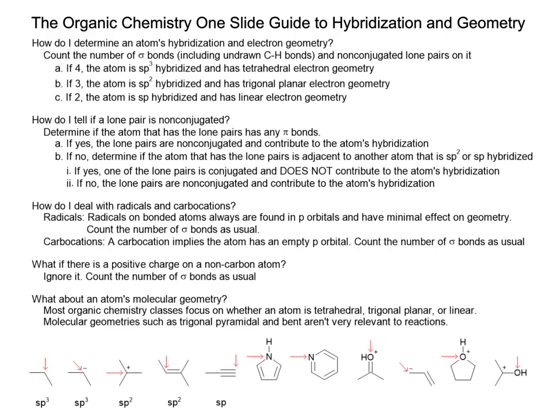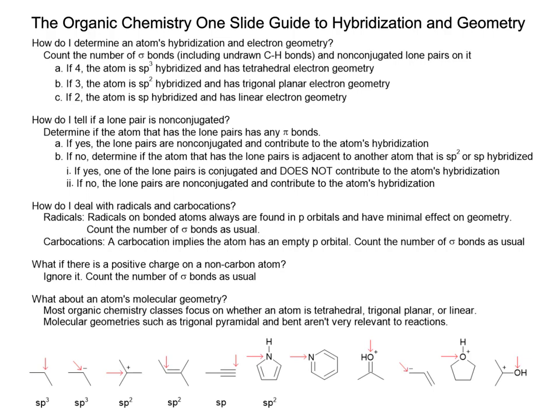Well, I don't see any pi bonds on the nitrogen, so we have to go to our next step, and we look at the atoms adjacent to it. And it looks like the carbon to the left and the carbon to the right are both sp2 hybridized. In other words, they have a p orbital, which means that that lone pair on the nitrogen is conjugated and does not contribute to the atom's hybridization. So in other words, we just count the 3 sigma bonds on it, so it's sp2 hybridized.